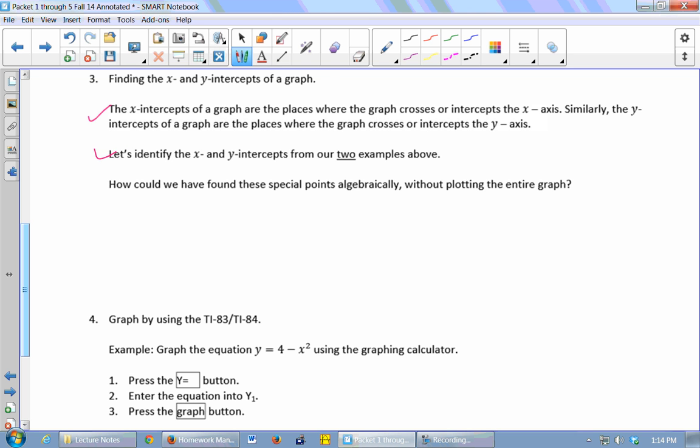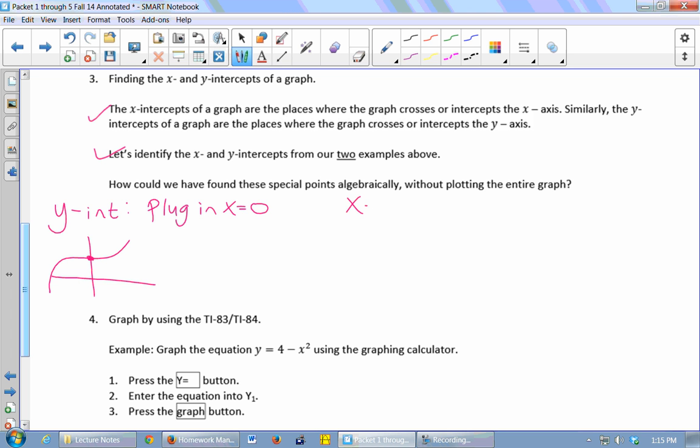Okay, so done. So the question is, how could we have found those special points algebraically without graphing the whole picture? How could we know ahead of time where it will cross the axes? So if you want to find a y-intercept, think of a picture of a graph, any old graph, whatever it looks like. This point is the y-intercept, right? What is the x-coordinate of that point? 0. So if you want to find a y-intercept, plug in x equals 0. Make the x-coordinate 0, and it will tell you the y-coordinate of where it hits the y-axis.